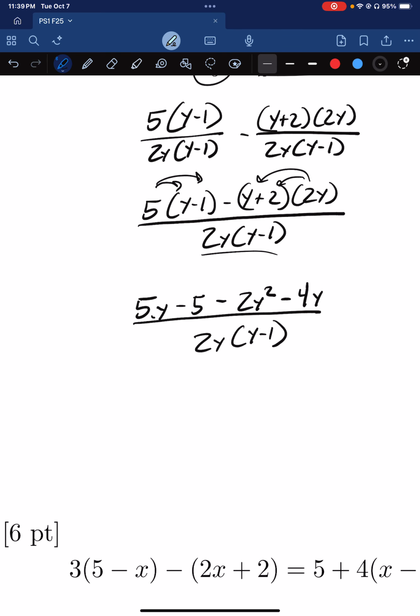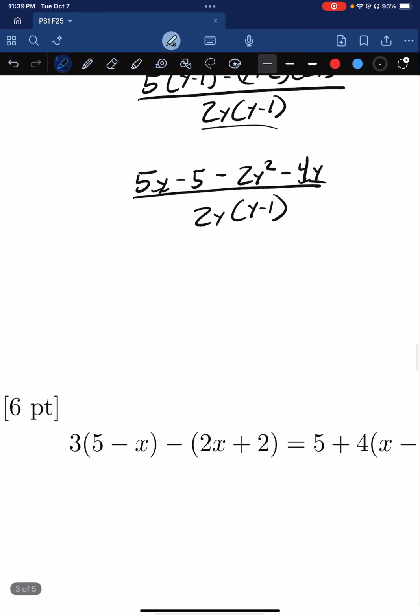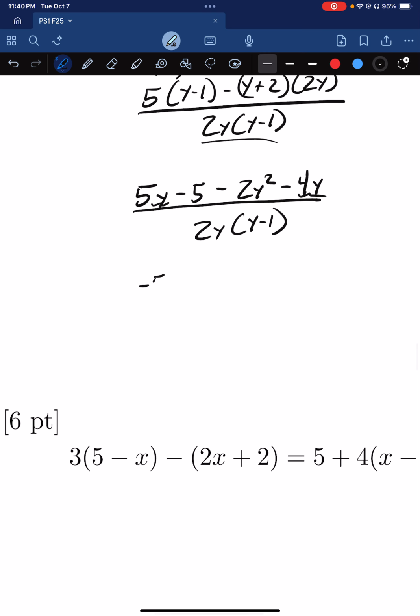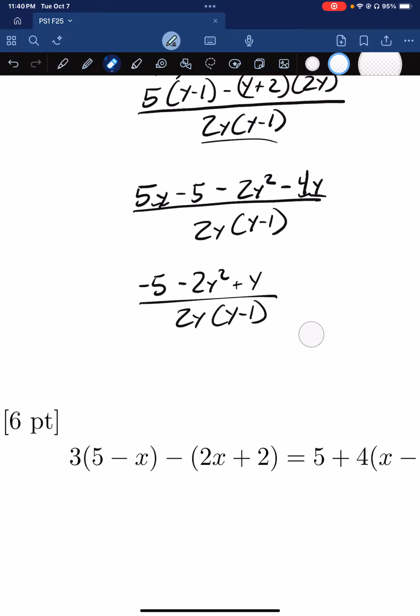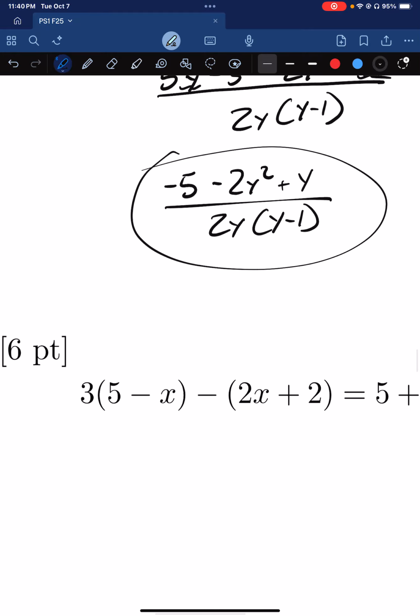Now we have like terms here, so I'm going to combine those to get negative 5 minus 2y squared. 5y minus 4y is just a y. And then all of this is again over 2y times y minus 1. There we go. And so that's our final answer.